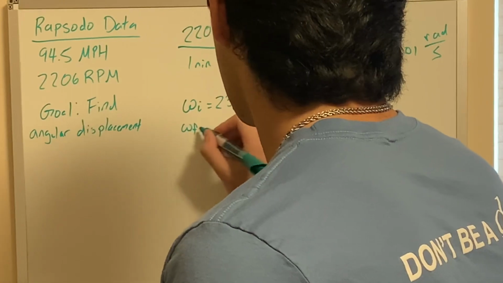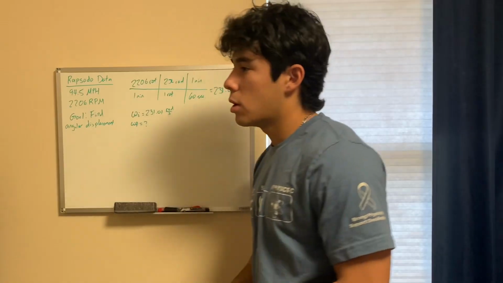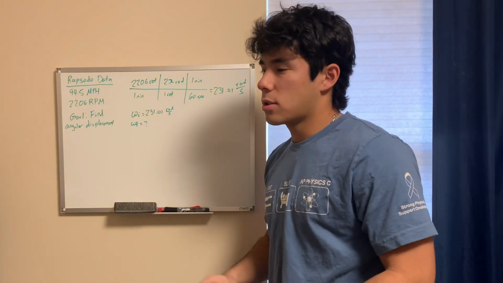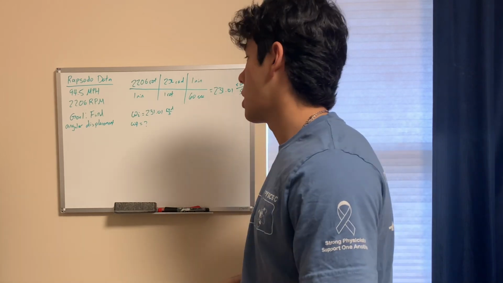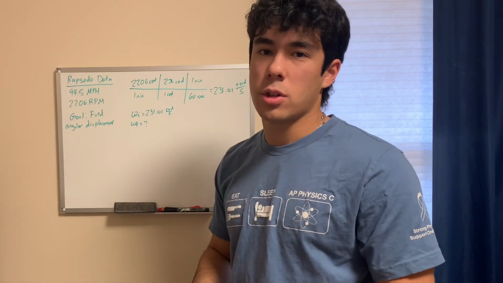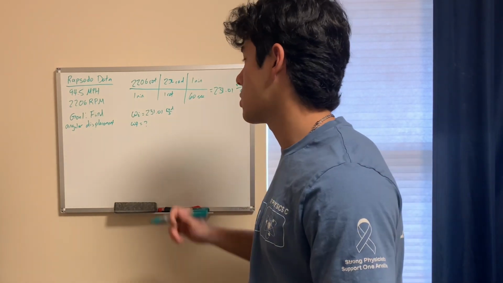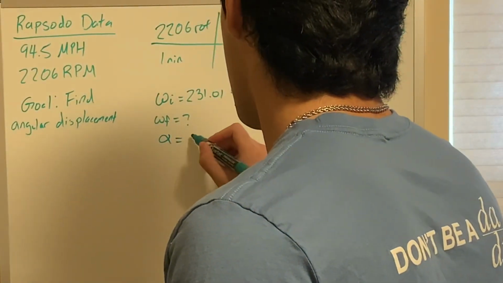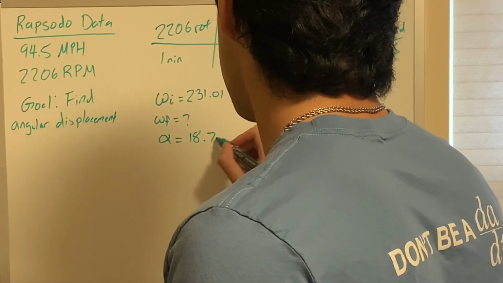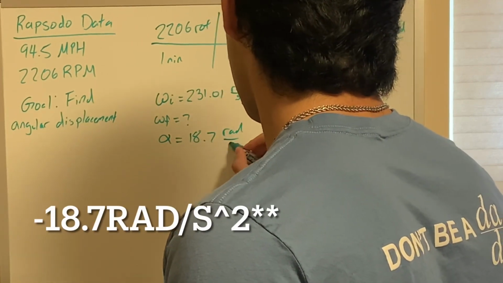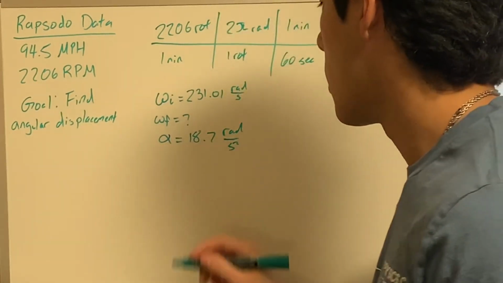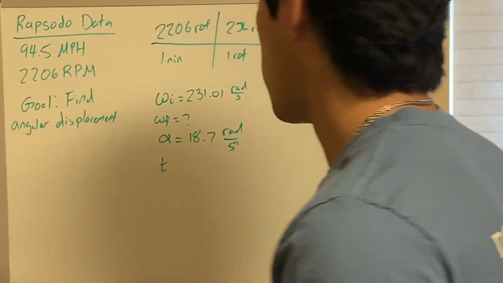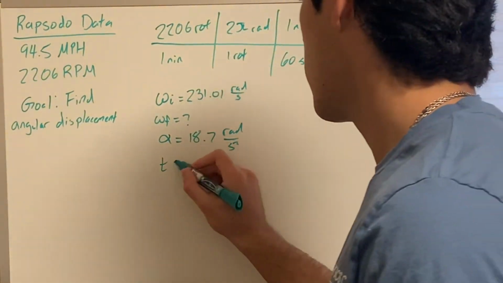The final angular velocity is unknown. We don't know what the angular velocity is when the catcher catches the ball. We don't know the angular acceleration either, but to make this question more interesting, I'm going to say that the ball slows down at 18.7 radians per second squared. The time that the ball is spinning is also an unknown.